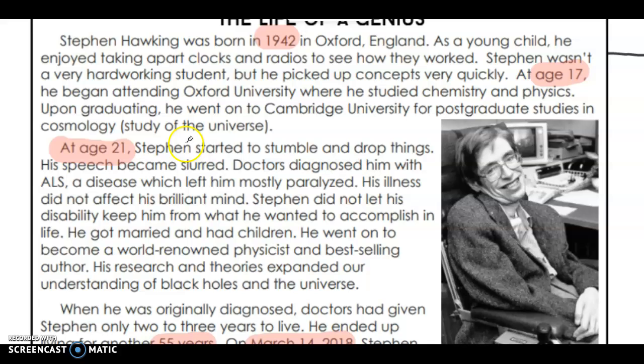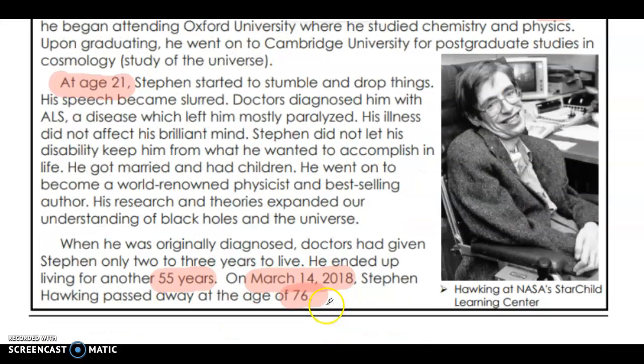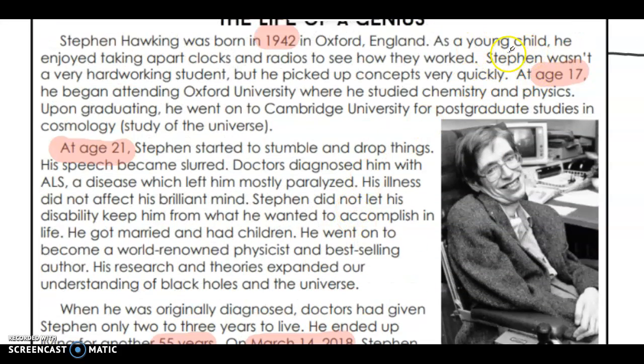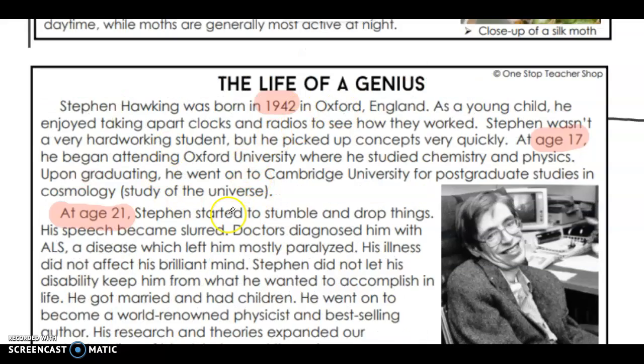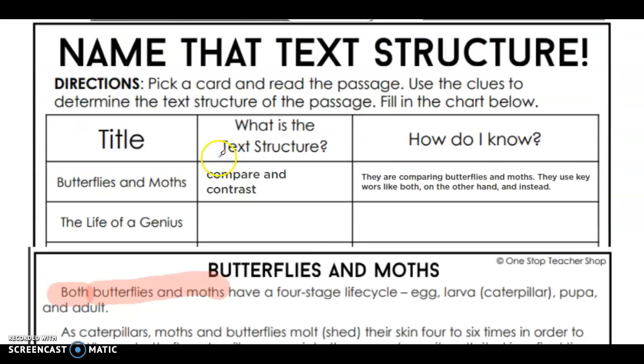So I see that they are talking about his life in order. This is when he was a teenager, when he was in college, and then as an adult, talking about his life in order. So that tells me that this is in chronological order. That is the text structure.